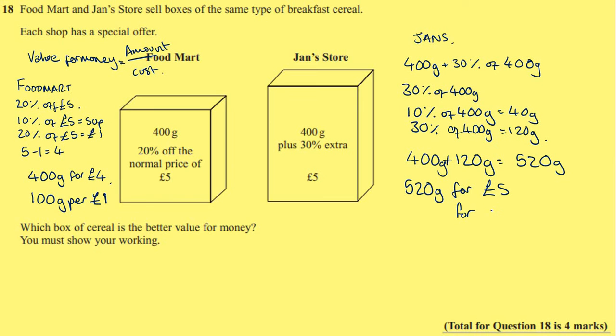So how much do you get for £1? We can divide that by 5, and we can divide 520 by 5 as well. What's 500 divided by 5? Well, that's 100. What's 20 divided by 5? Well, that's 4. So actually we're getting 104 grams for £1. Of course, you could do 520 divided by 5 as well. 5 into 2 doesn't go, 5 into 20 goes 4 times, you get 104. So at Jan's store, you're getting 104 grams per pound, and at Food Mart, you're getting 100 grams per pound. So actually the better value is from Jan's store.